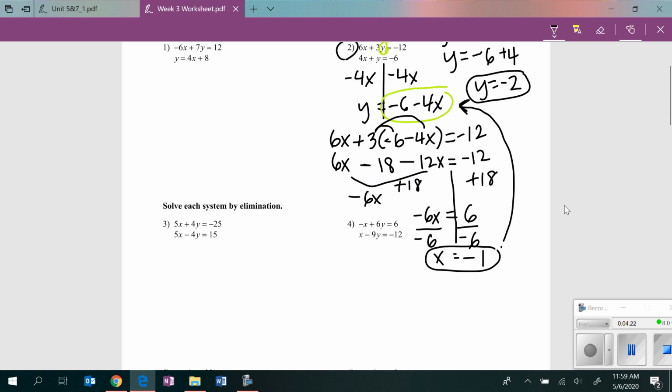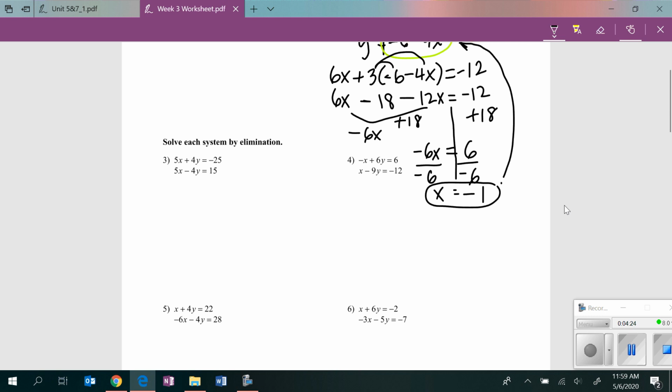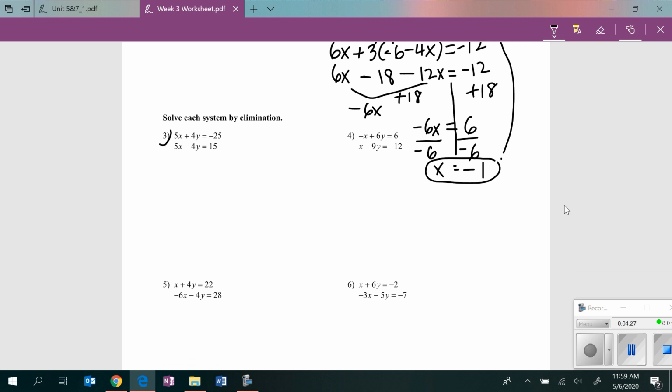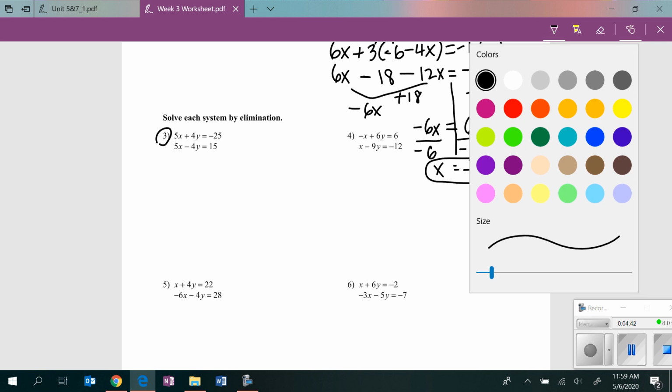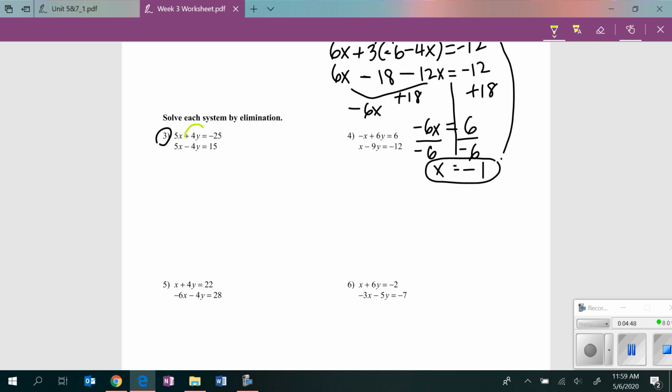For elimination, let's look at number 3 over here. Okay, I see 5x plus 4y equals -25 and 5x minus 4y equals 15. What you want to look for in elimination is numbers that are the same on the variables but opposite sign. So for example, this +4y and -4y are going to be key for my elimination. Okay, so if I were to add these two equations together, kind of like that.